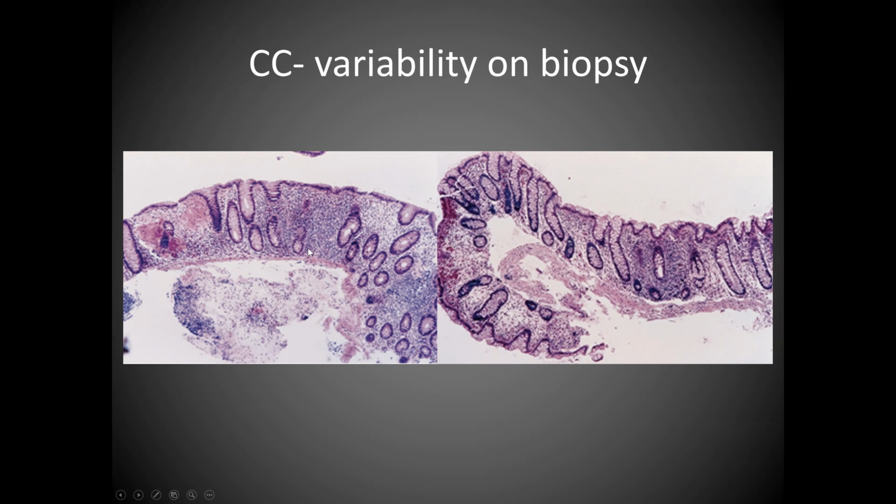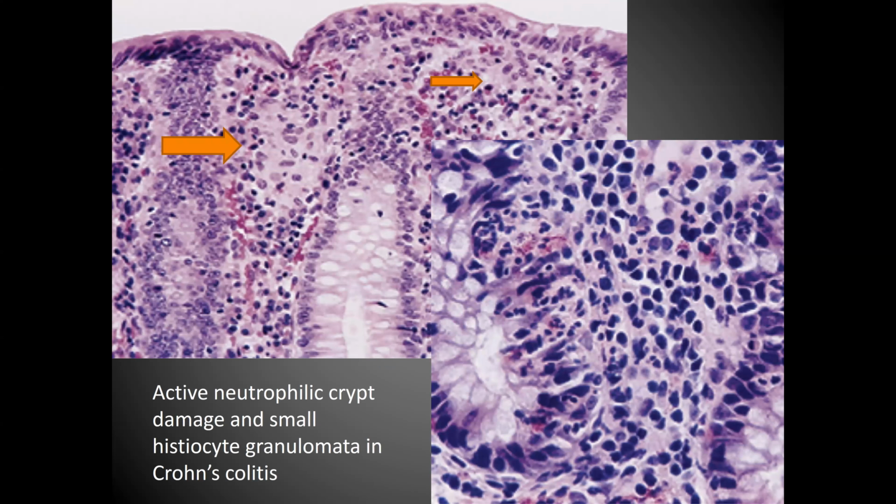And you can see here areas of periglandular inflammation, some crypt damage, and areas of fibrin deposition. Acute neutrophilic damage and histiocytic granulomas are frequently the norm. Here you see the intraepithelial neutrophils that you expect to see with crypt damage. And here a subepithelial histiocyte cluster. Now that may not look very much like a granuloma, but as Dr. Compton used to say, whenever two or three histiocytes go walking, that's a granuloma.